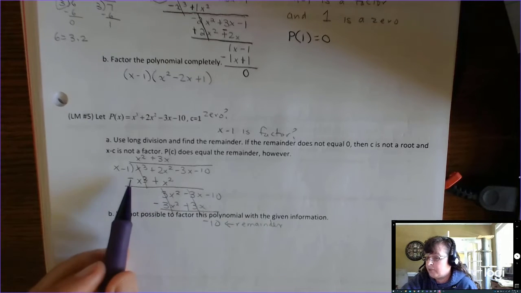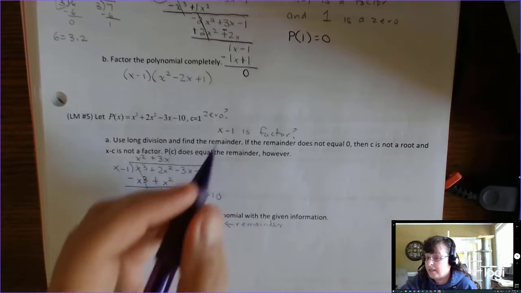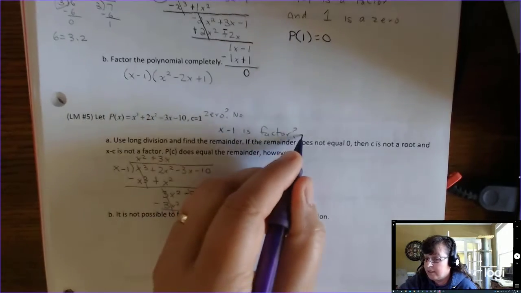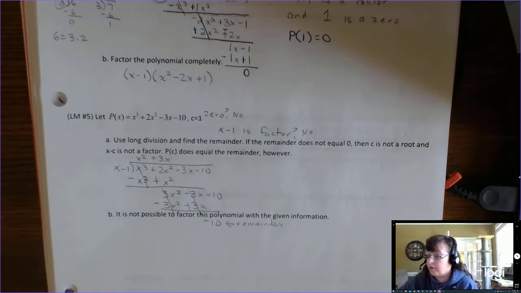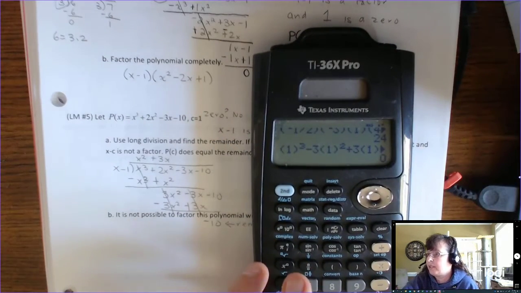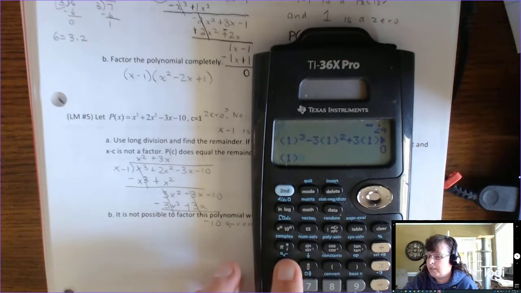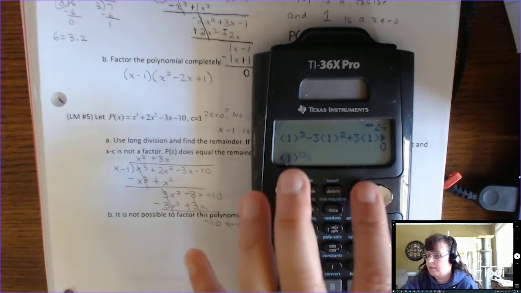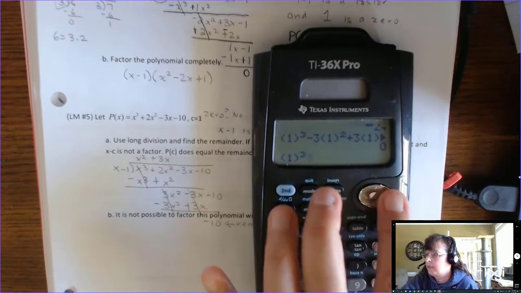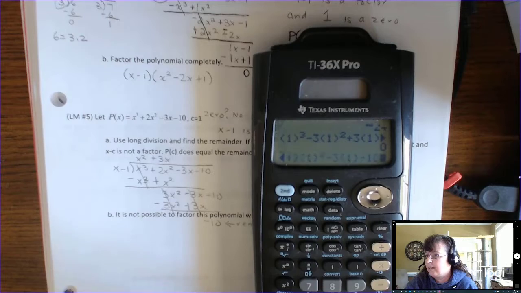So what that tells me is that x minus 1 is not a factor, and that 1 is not a 0. However, a quick way to check that, instead of using long division, would just be to plug in that potential 0, 1. So that would be 1 cubed plus 2 times 1 squared minus 3 times 1 minus 10.